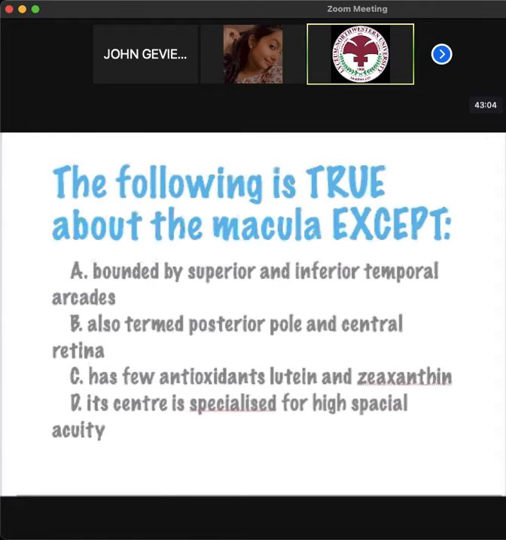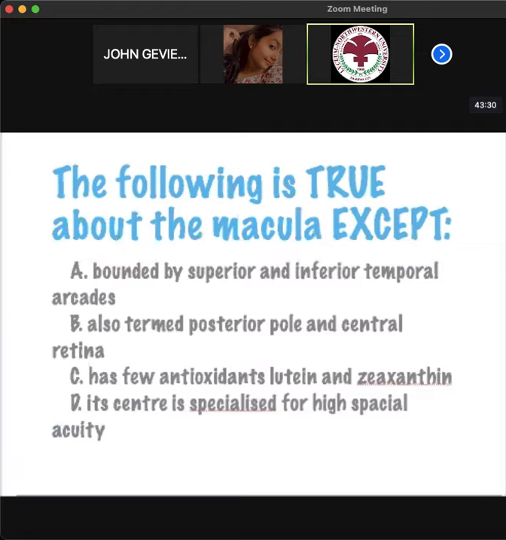The following is true about the macula, except: A, it's bounded by your superior and inferior temporal arcades. B, it is also termed as your posterior pole or central retina. C, it has few antioxidants like your lutein and zeaxanthin. D, its center is specialized for high spatial acuity.